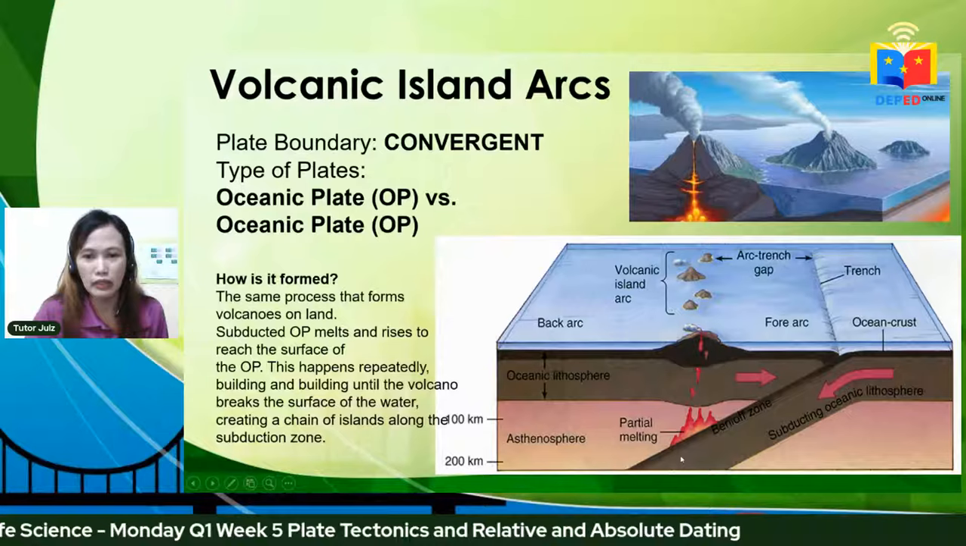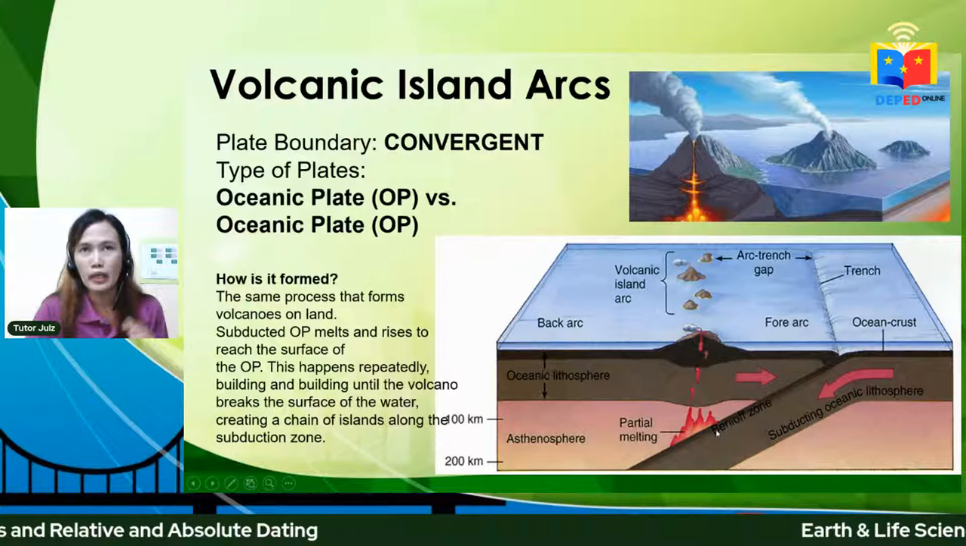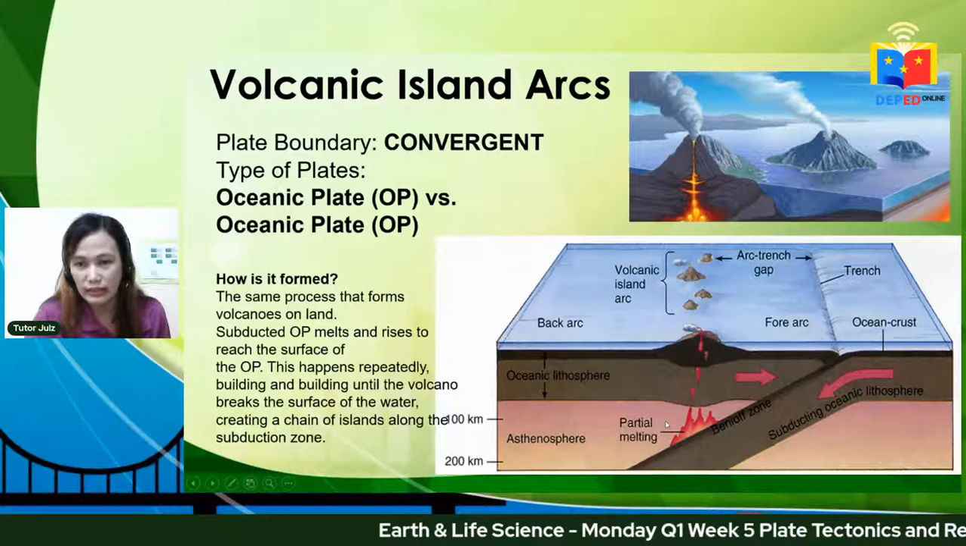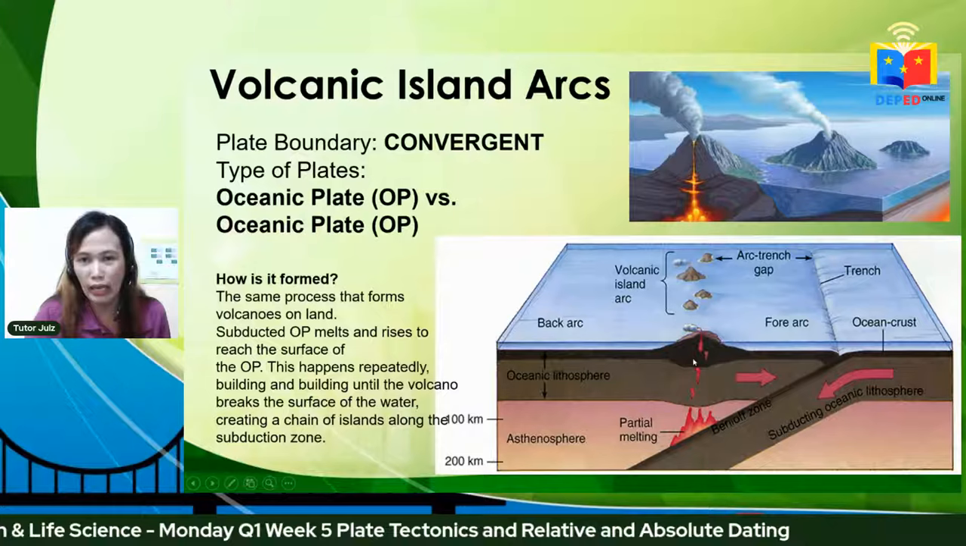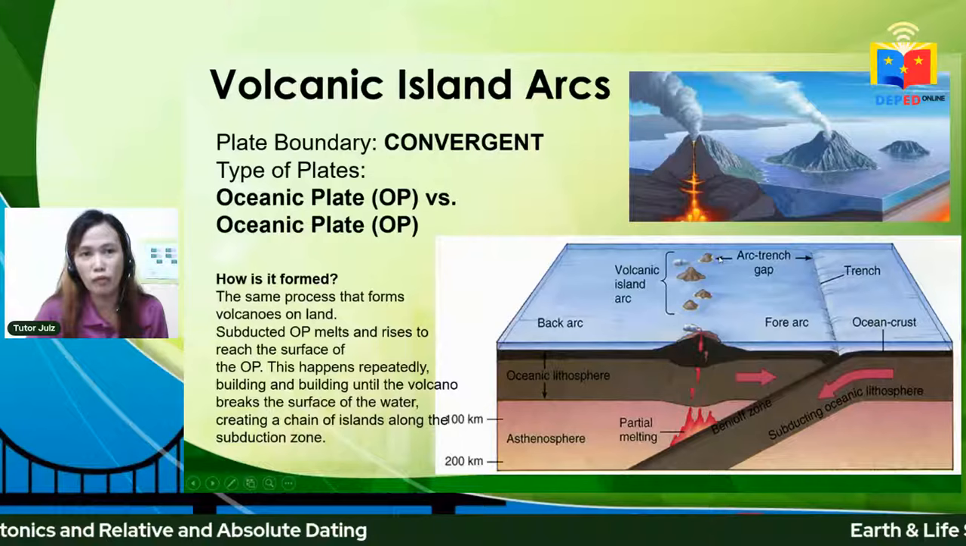So, normally, there is a partial melting. Ayan, magkakaroon ng partial melting due to the friction under and the heat. And there will be a formation or the upward movement of magma and the formation of volcanic island arc or chain of volcano. See, almost the same process with the volcano a while ago.